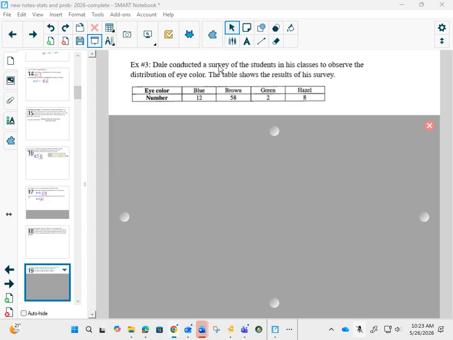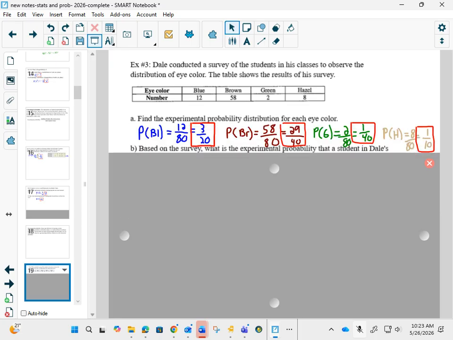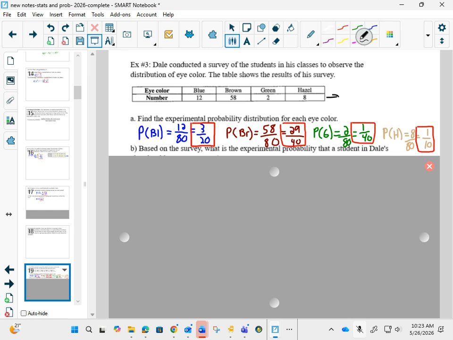Okay. So here's the first question. Find the experimental probability for each eye color. If you added them up, they all add up to 80 total people that were asked. So when we look at the blue, 12 out of 80 reduces to 3 out of 20. The brown, 58 out of 80, reduces to 29 out of 40. The green, 2 out of 80, reduces to 1 out of 40. And finally, the hazel, 8 out of 80, which reduces to 1 out of 10.